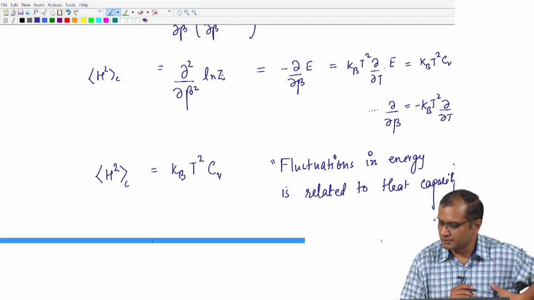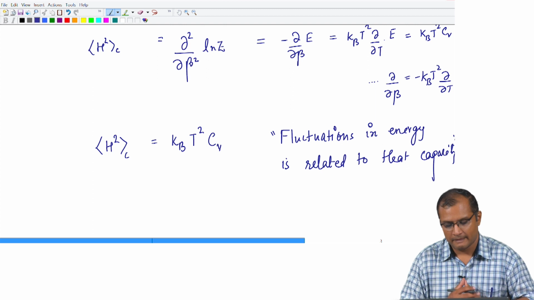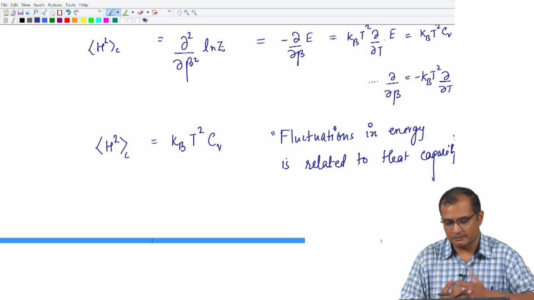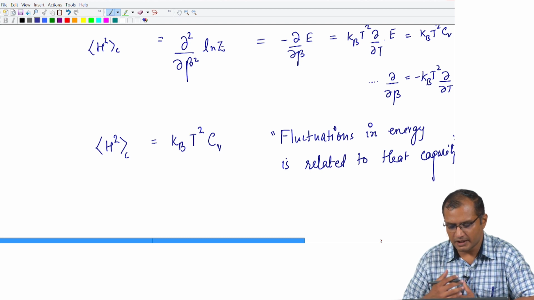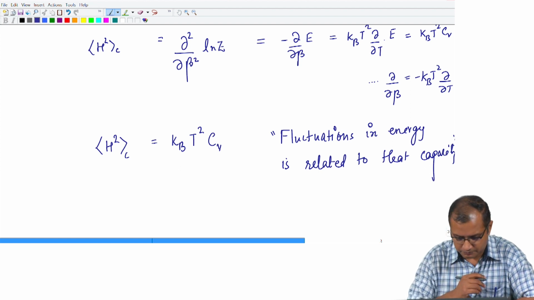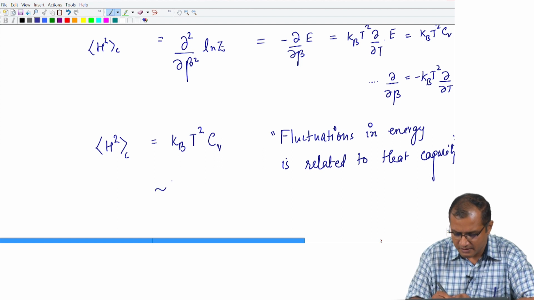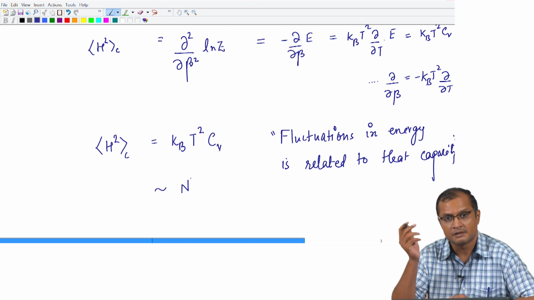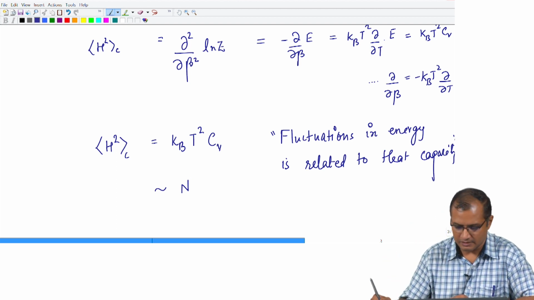Okay. So, they are related to properties of the system; the connections are very deep, is what I would like to say. Now, you can also see that this variance is scaling with system size, because heat capacity scales with system size. Okay, you can also see it here.